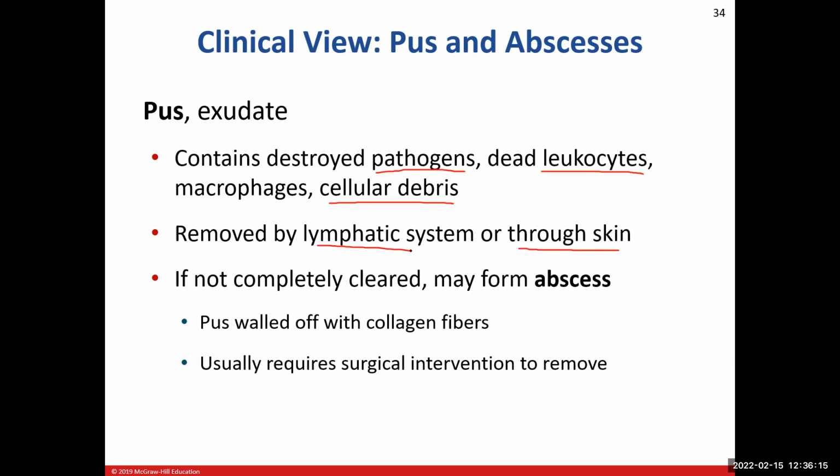For those of you that like to watch that show, Dr. Pimple Popper, I refuse to watch it, in which this person goes in and takes care of all these abscesses. You can get that to occur.